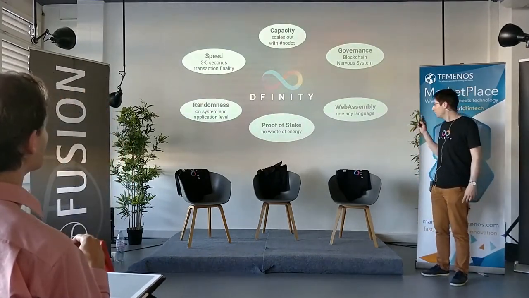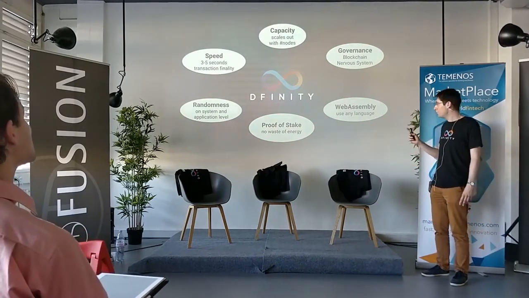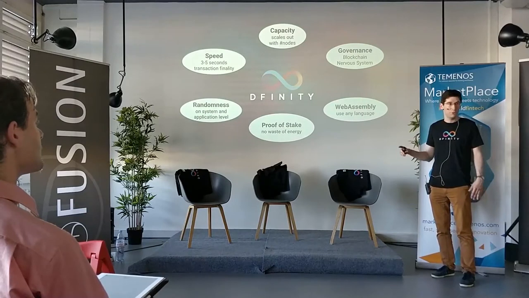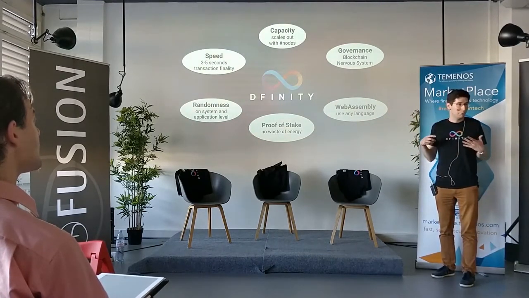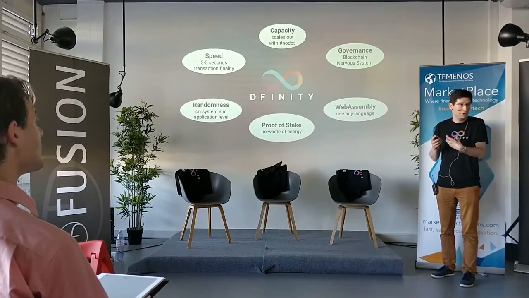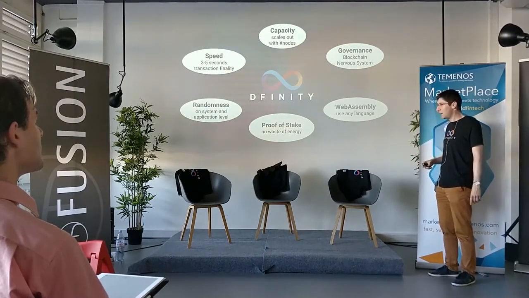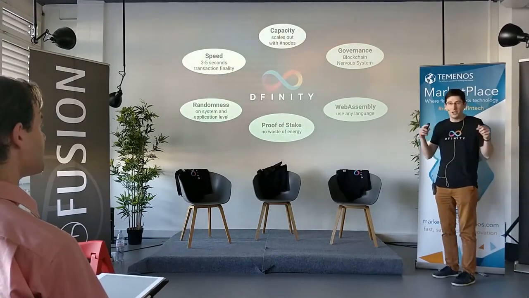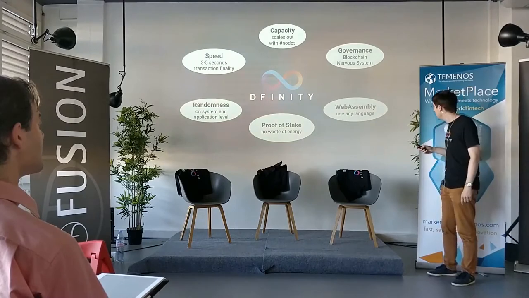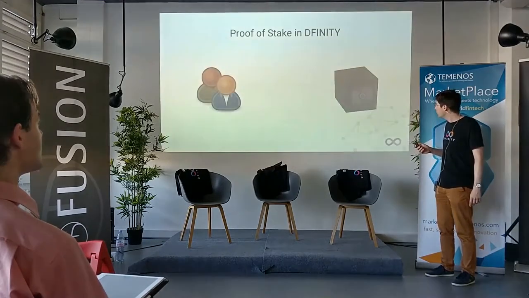Okay, so let's move on to randomness, which is, as we will see later on, a very important ingredient of the system to offer this speed and capacity. And then we already mentioned the proof of stake aspect, so there won't be this waste of energy on doing proof of work puzzles. And then you also mentioned the WebAssembly part. So let's go a step forward.